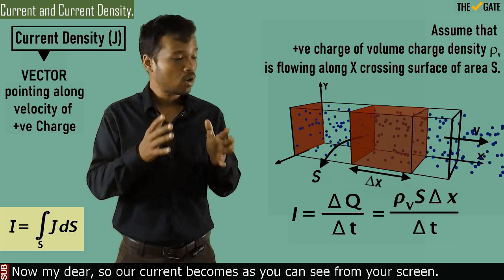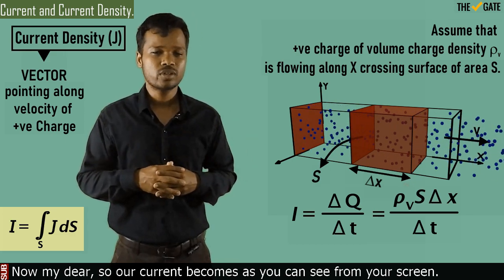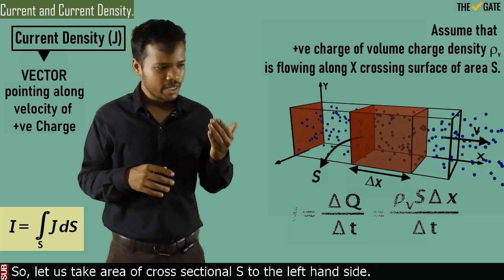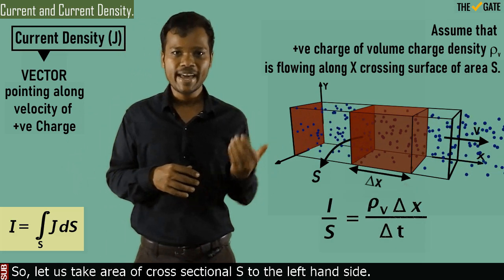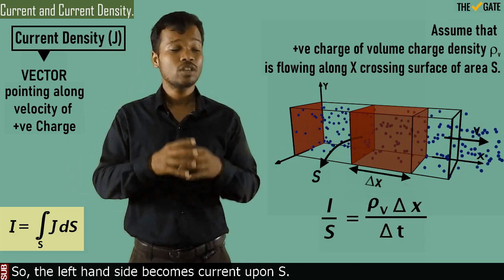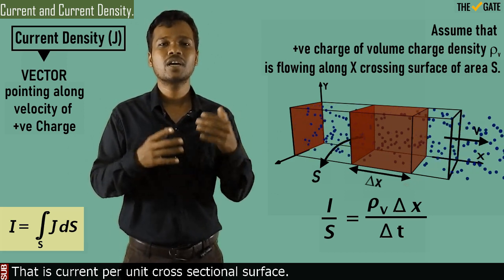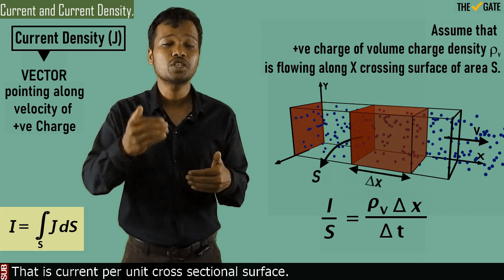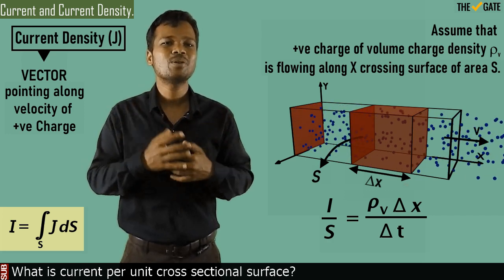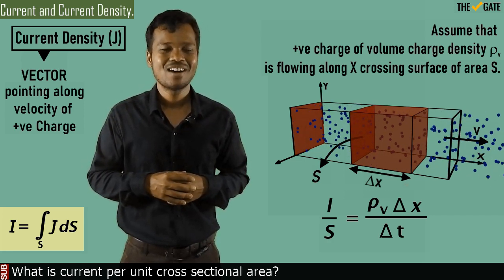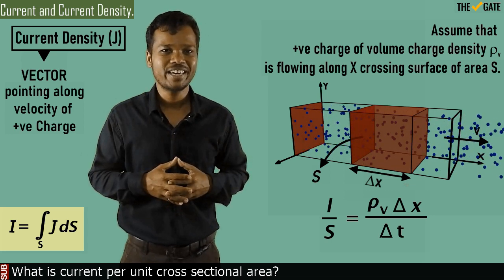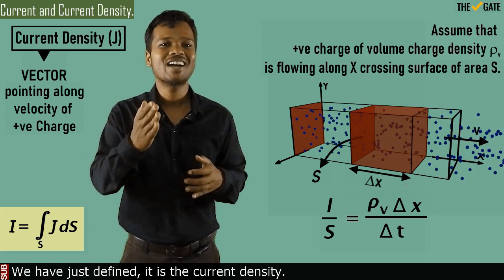Now, my dear, our current becomes, as you can see from your screen. Let us take the area of cross section S to the left hand side. So the left hand side becomes current upon S, that is, current per unit cross-sectional surface. What is current per unit cross-sectional area? We have just defined it: it is the current density.